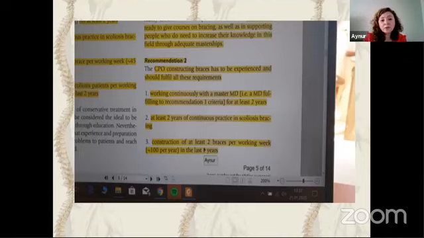And in recommendation 2, they say some things for the orthotist. They must be experienced and fulfill these requirements: working continuously with a master MD for at least 2 years, at least 2 years of continuous practice in scoliosis bracing, and construction of at least 2 braces per working week in the last 2 years. I don't know whether you have orthotists like this, but in Turkey, we have difficulties in finding these orthotists. We are trying to educate them, and we are trying to work together with the orthotists and physiotherapists.